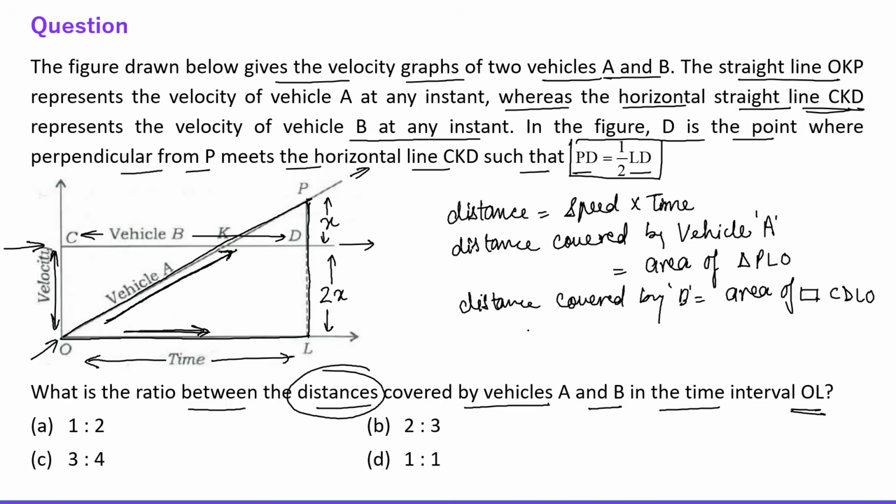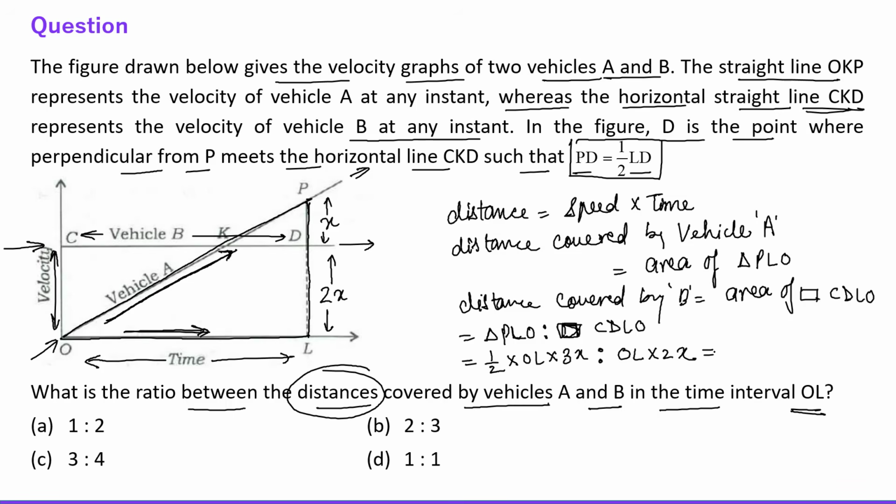Okay, all right. So the ratio of the area of PLO to the area of CDLO. CDLO is a rectangle. The area of PLO is half base into height. So this is half. Base is what? Base is OL. Height is what? Height is 3x. And for CDLO, the area means OL into 2x. So OL into 2x. We need to find the ratio, right?